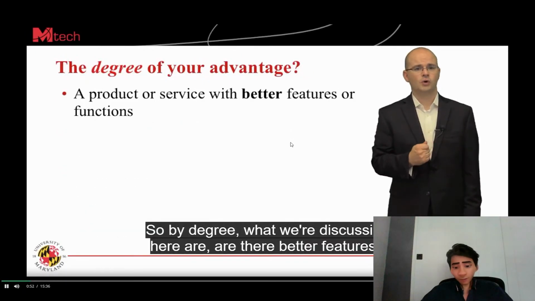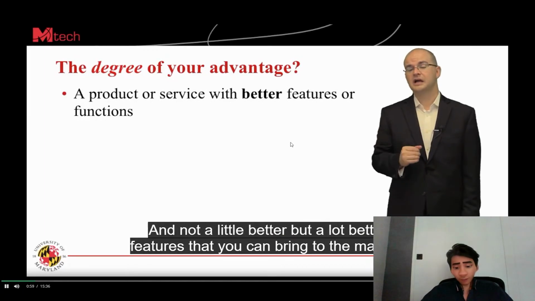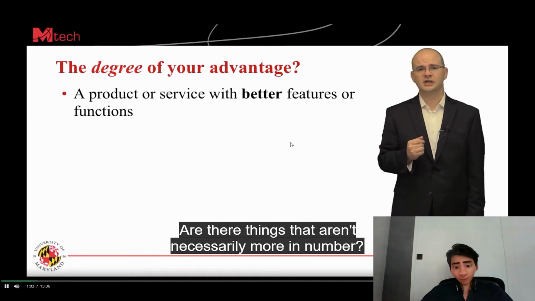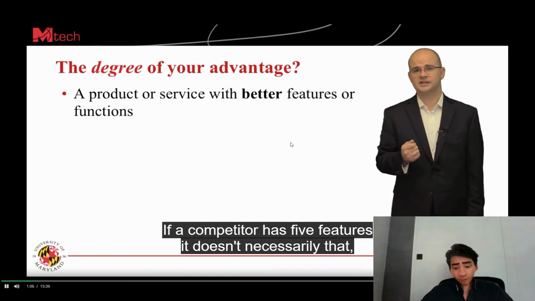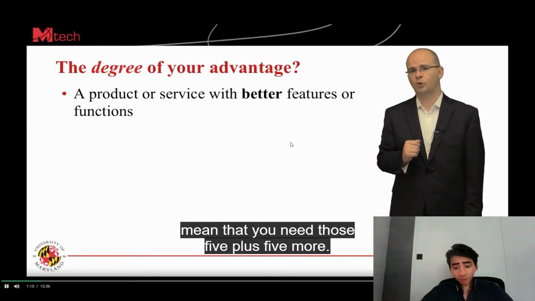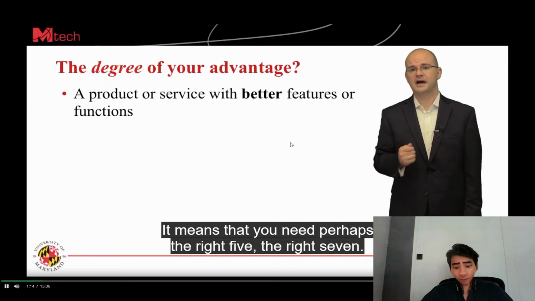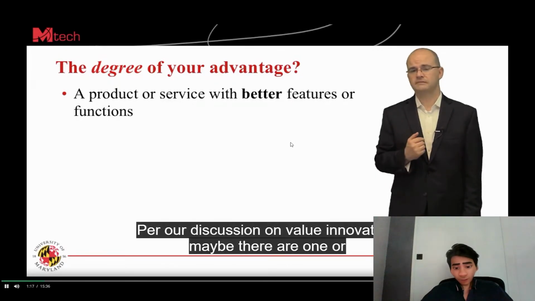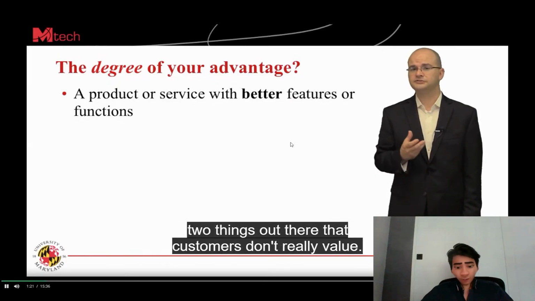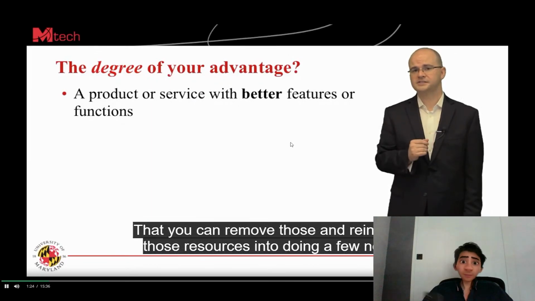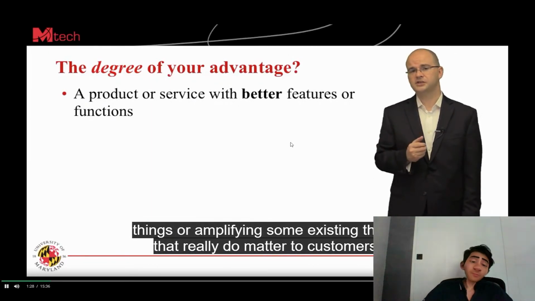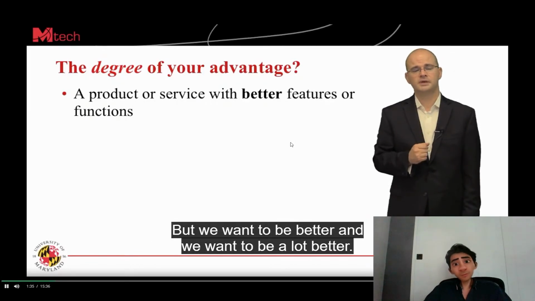So by degree, what we're discussing here are there better features, and not a little better, but a lot better features that you can bring to the market? Are there things that aren't necessarily more in number? If a competitor has 5 features, it doesn't necessarily mean that you need those 5 plus 5 more. It means that you need perhaps the right 5, the right 7. Per our discussion on value innovation, maybe there are one or two things out there that customers don't really value, that you can remove and reinvest those resources into doing a few new things or amplifying some existing things that really do matter to customers. But we want to be better, and we want to be a lot better.